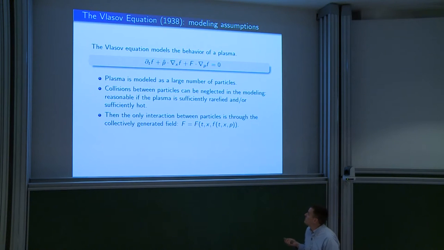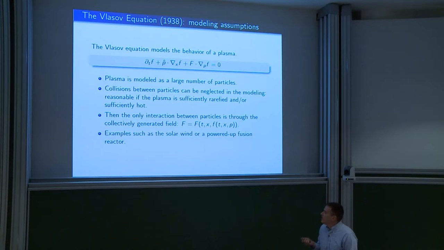So this is the system. There are a lot of examples of where this comes up physically. I won't spend too much time on that, but a couple of things you might know about already are the solar wind or a powered-up fusion reactor. This would be a reasonable model for particles interacting in a fusion reactor like you might find at CERN.